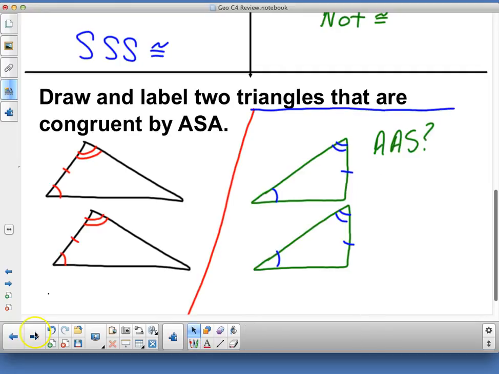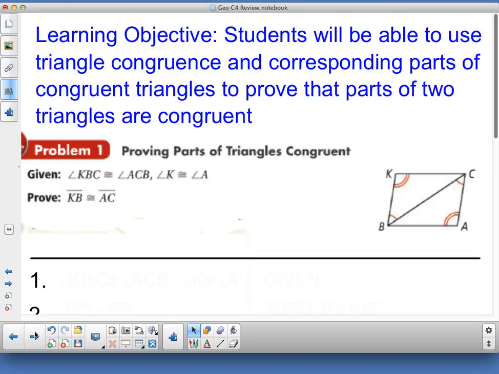Okay? Now, we got that? Good. Now, we got this proof to get on to. These two of them. Okay? Triangle proofs. Let's talk about them. I've got angle KBC and angle ACB congruent. I've got angle K and angle A congruent. Do you see that BC is congruent to CB here?